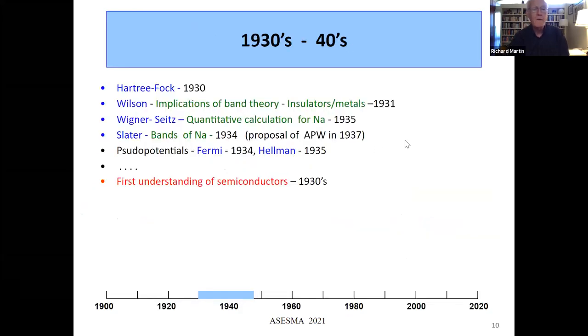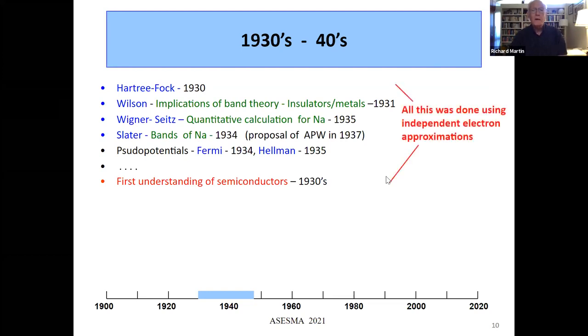So already in the 30s and 40s, very much had been done by some very good people. The Hartree-Fock method. Wilson is the one that stated most clearly the implications of band theory, dividing insulators and metals for the first time in the 1930s, to really understand the differences in properties of materials like that. There were quantitative calculations by Wigner and Seitz and Slater and others. Pseudopotentials were already developed in the early 30s. The first understanding of semiconductors was being worked out.